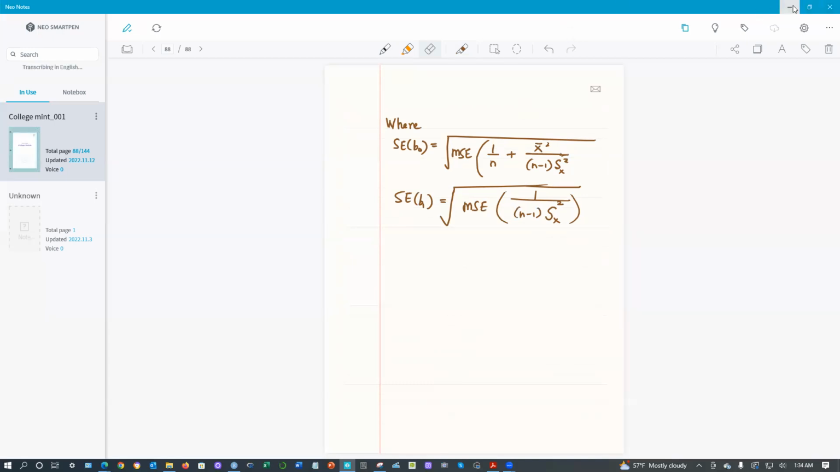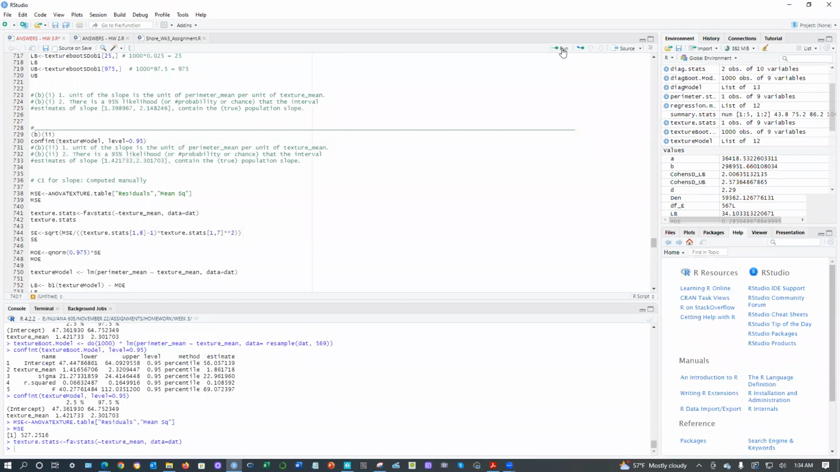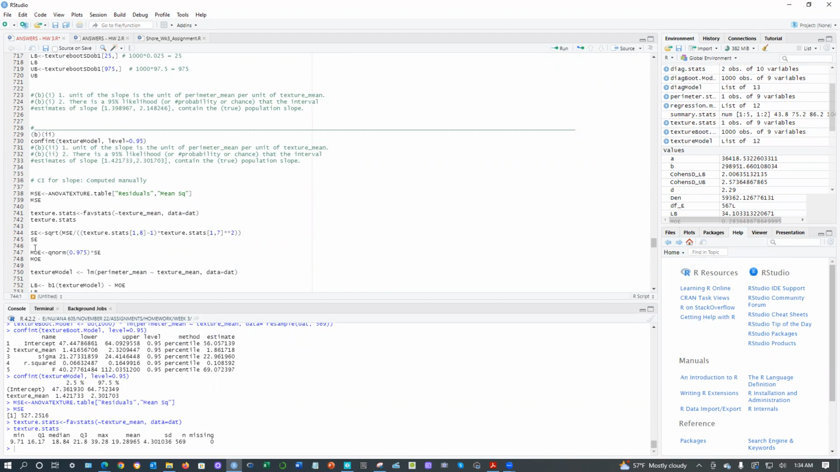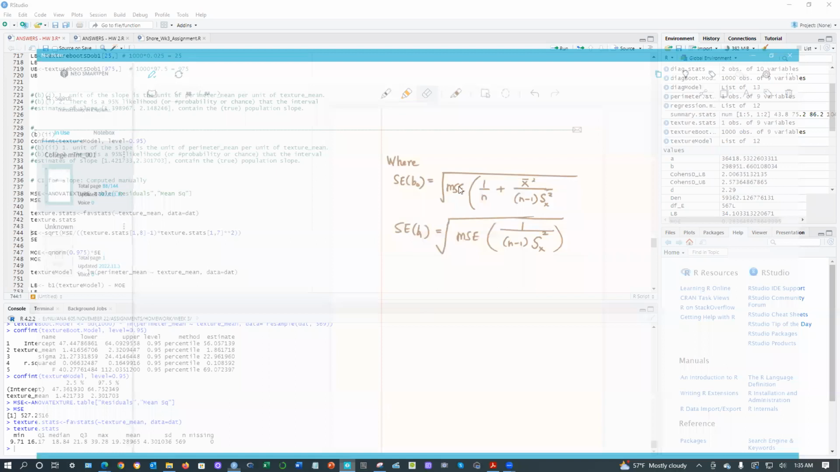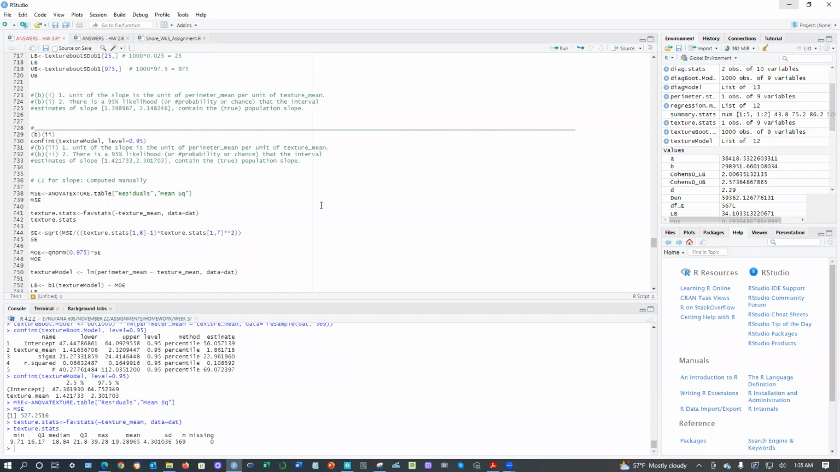That's how we calculate. Now we get the mean squared error from the residual, and the summary statistics of the texture mean, because I need the texture as that's the x variable. The standard error of beta 1 is the mean squared error divided by the texture mean n minus 1 times its variance. I'm on this one. Mean squared error divided by this one. That's what I'm trying to say.